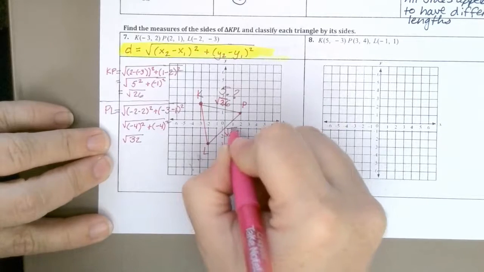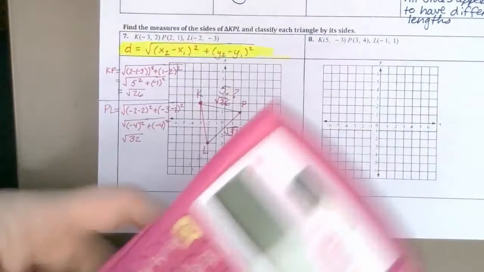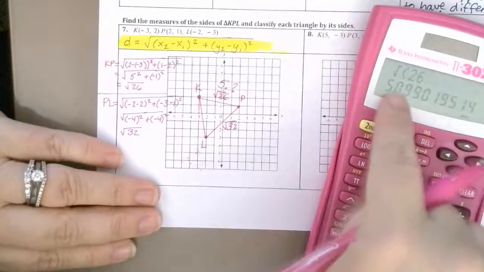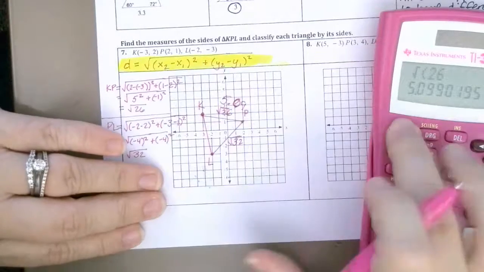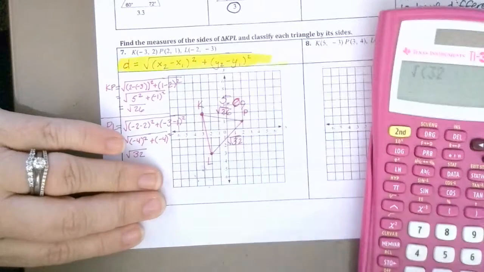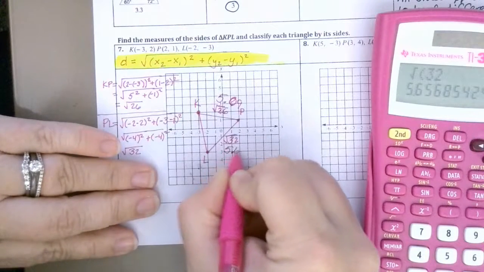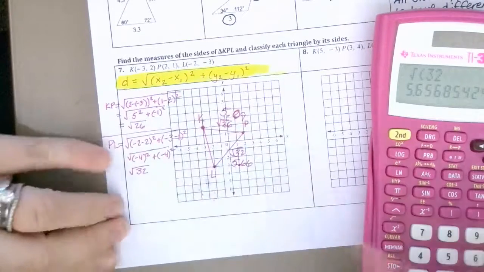Now, quite frankly, I think it's going to be easier if we just go to decimal form. So let's see. What is the square root of 26? 5.09. What's the square root of 32? 5.66. So far, I have two sides that are different lengths, right?